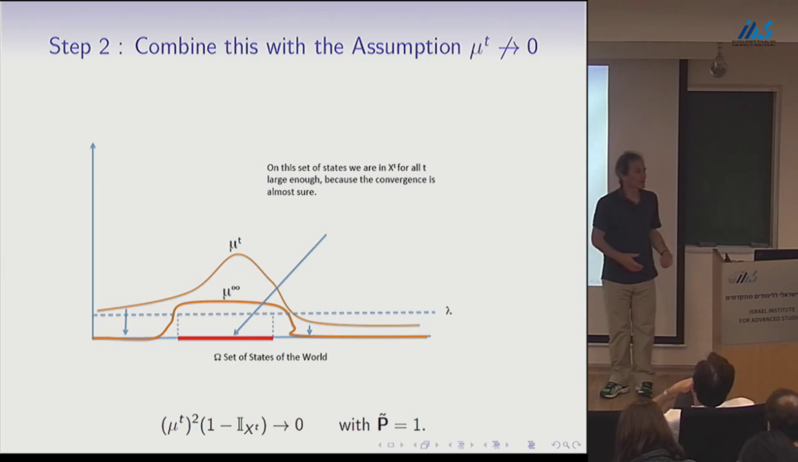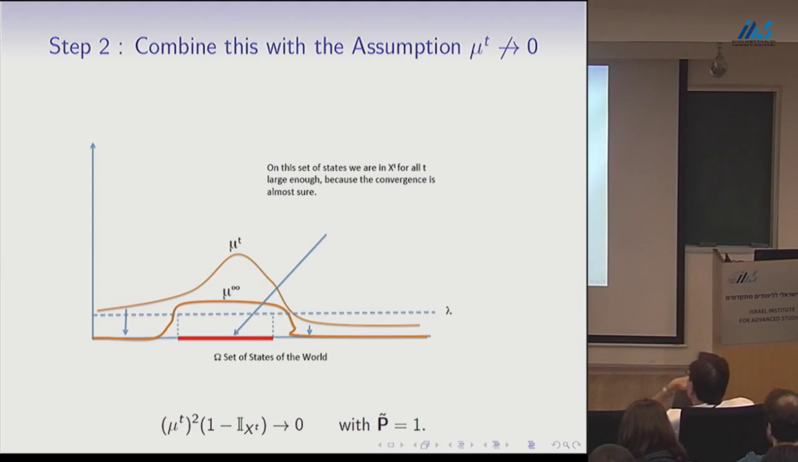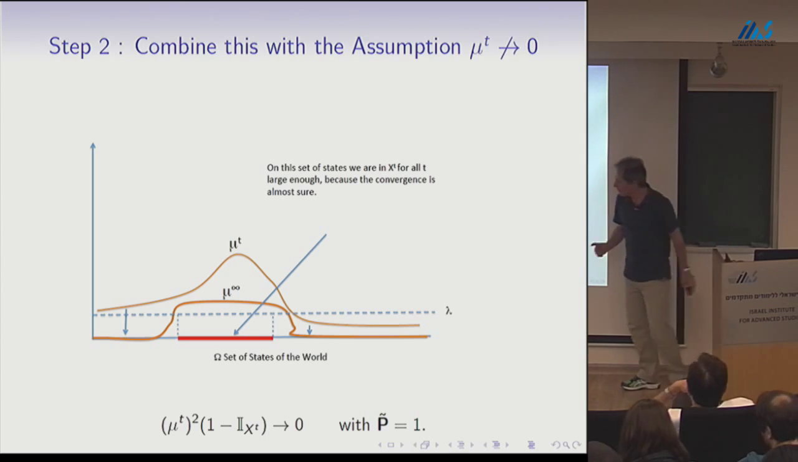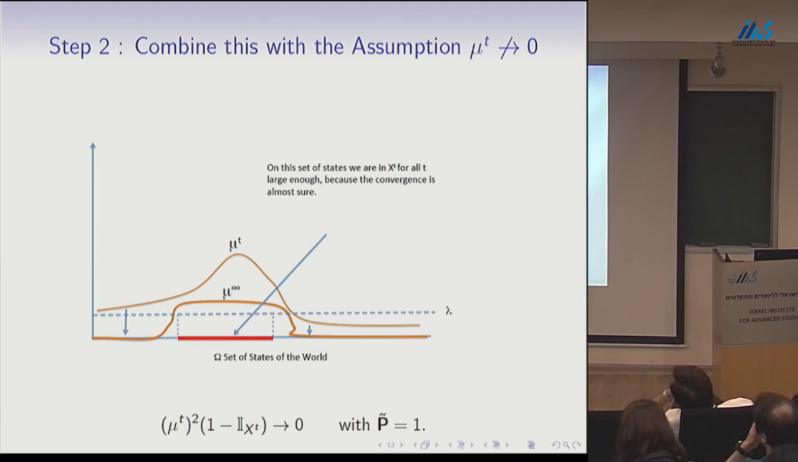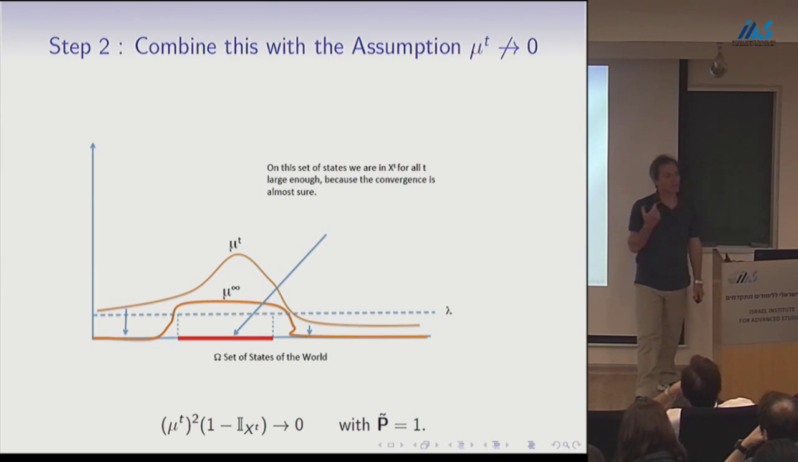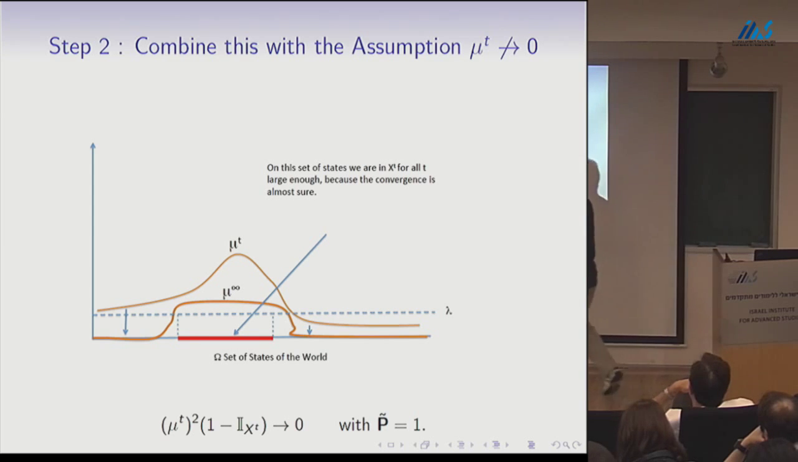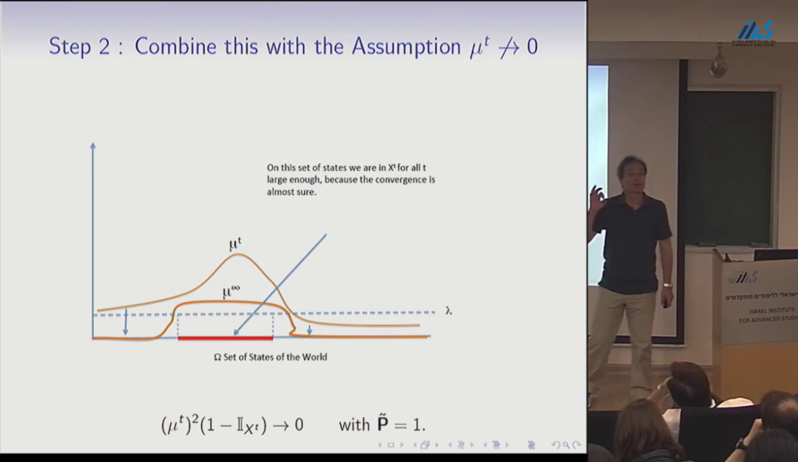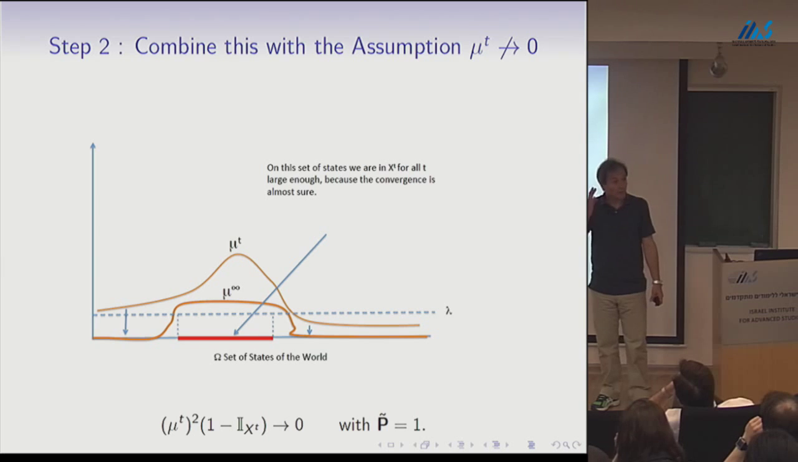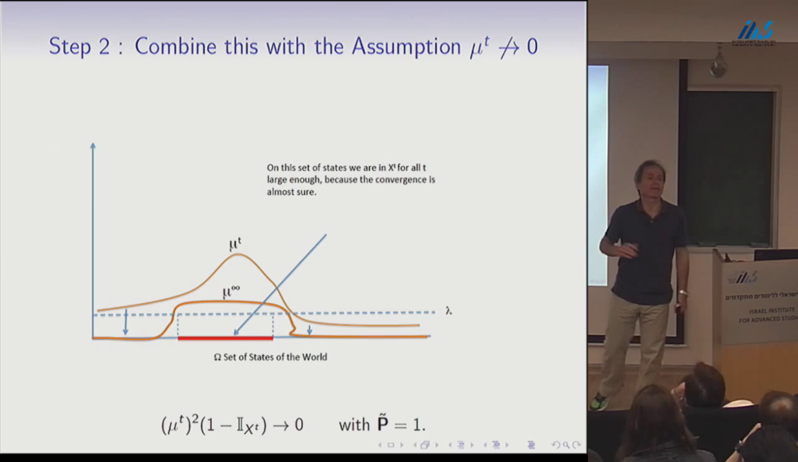So let me remind you of where we were before we broke. We deduced that this object here was a random variable that converged to 0. We knew already that mu t converges to 0 almost surely, and we'd made this, quotes, wrong assumption that there was a positive measure of set of states where mu t didn't tend to 0. And what we can deduce from that is that on this same set of states, essentially, we've got to be in the set xt. We've got to be in a world where, from the point of view of the uninformed player, the informed player is playing almost like the commitment type.